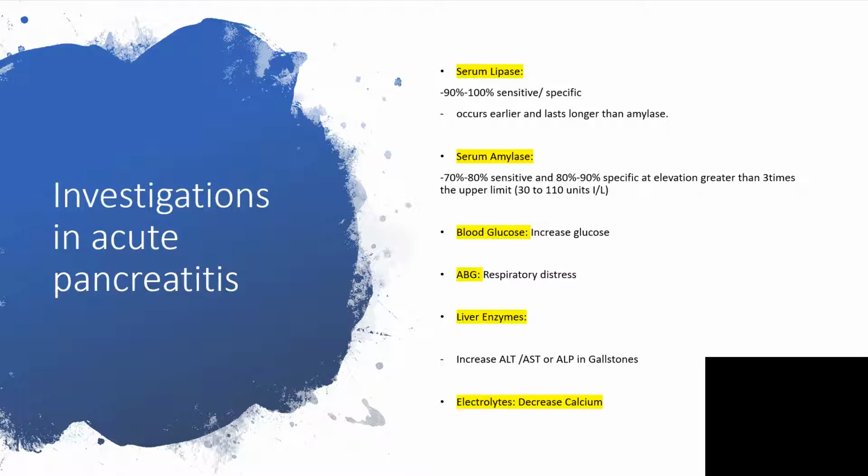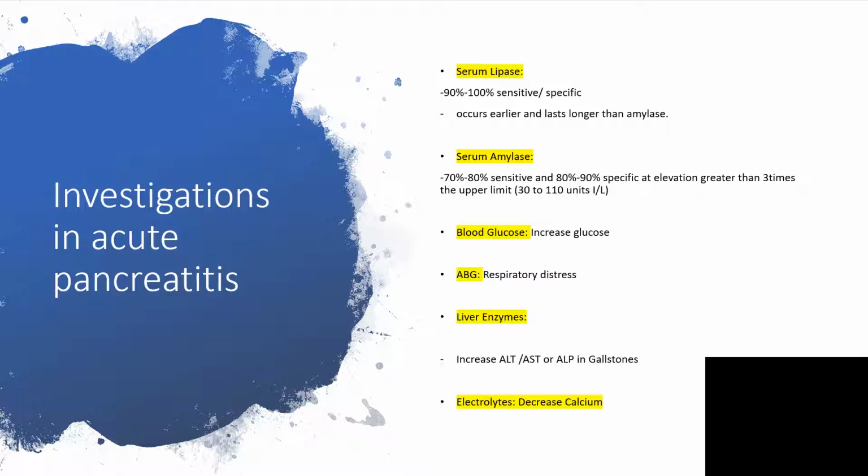Serum amylase, on the other hand, is about 80% sensitive and 90% specific if the elevation is greater than 3 times the upper limit. The normal level of amylase is 30 to 110 international units per liter. The blood glucose should be assayed with a glucometer and it's expected that it will rise, and we will treat appropriately.